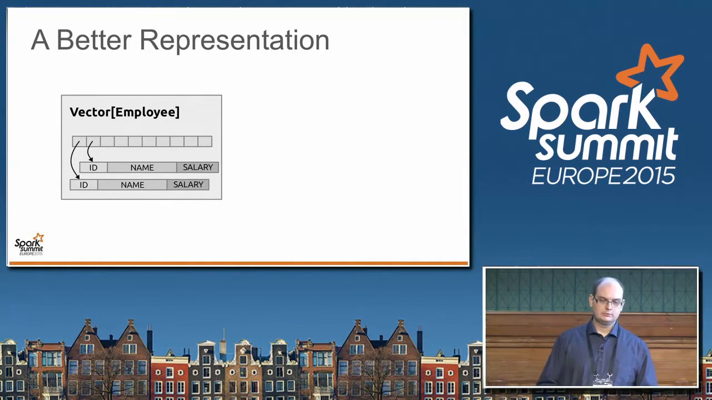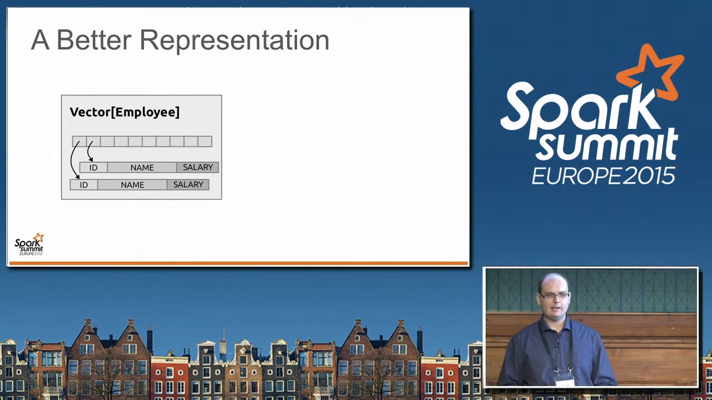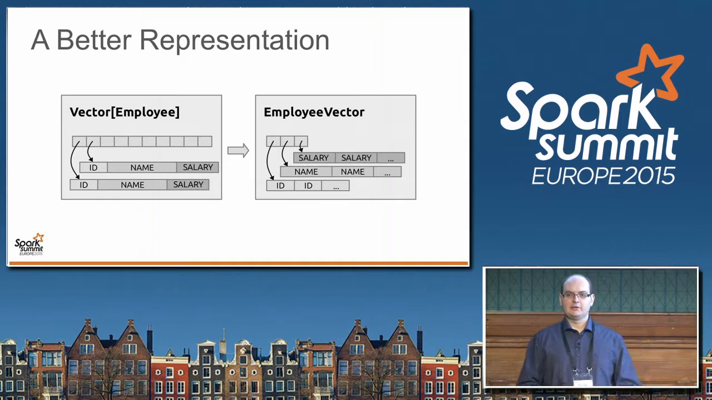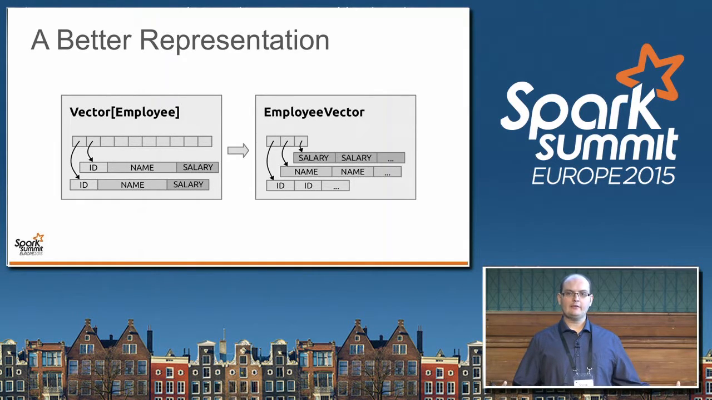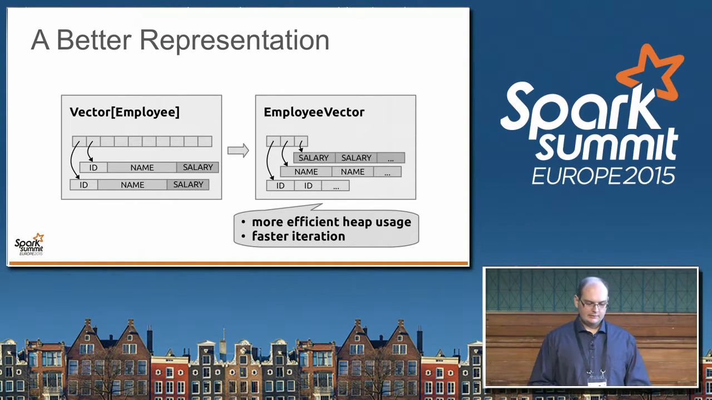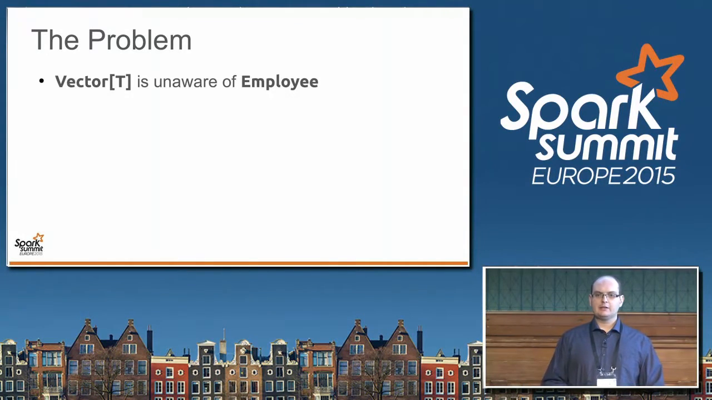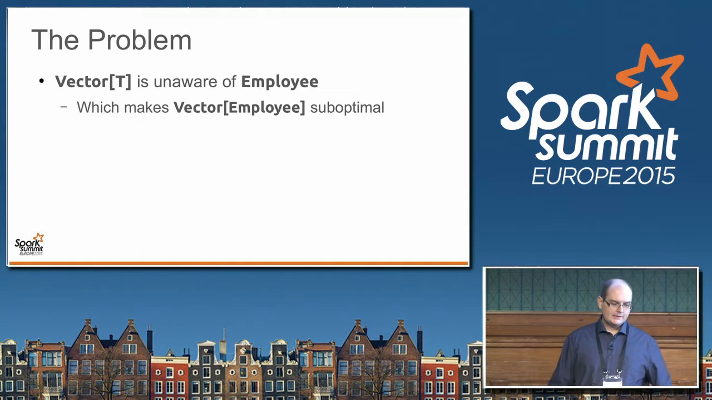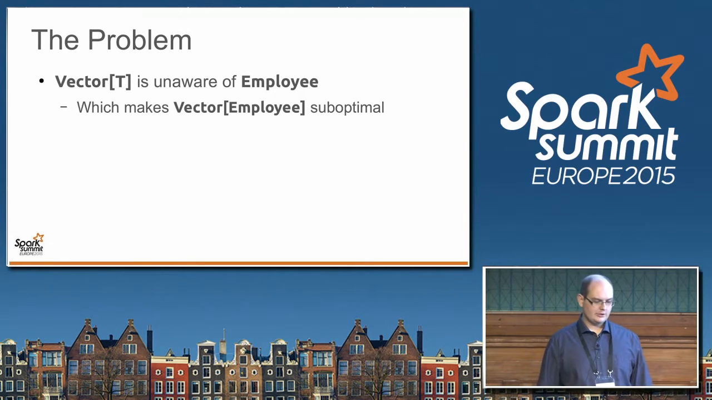Could this be improved? How many of you here can figure out a better representation? 1, 2, 3? I can bet more of you know the answer. It's simply the structured data approach, where we say we have columns, and each column is stored independently. So it's great to know that we have this, and it's more efficient, and it allows us to iterate faster. But unfortunately, Vector[T] is unaware of Employee. So Vector[Employee], when we compose the two objects, is quite inefficient.